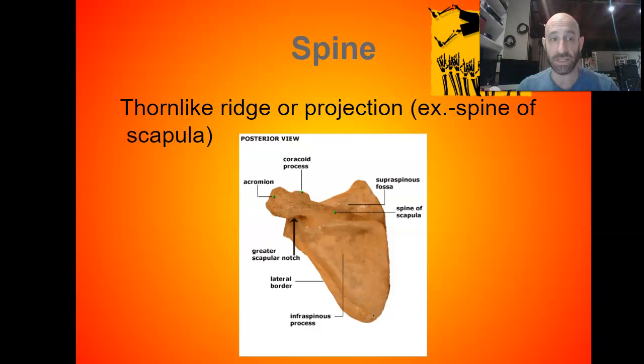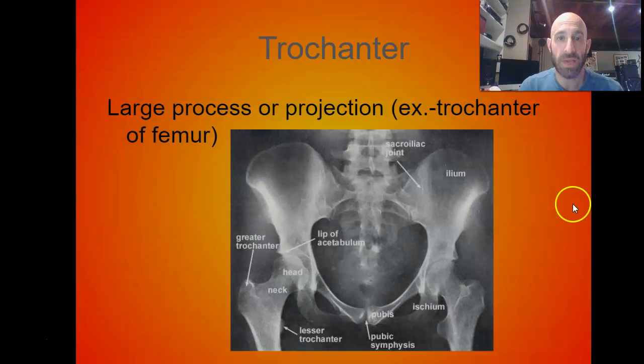So that muscle would attach to that, and that's what allows you to raise and lower your shoulders, because when the muscle attaches to this, it pulls the bone up and down. Okay, let's keep going here.